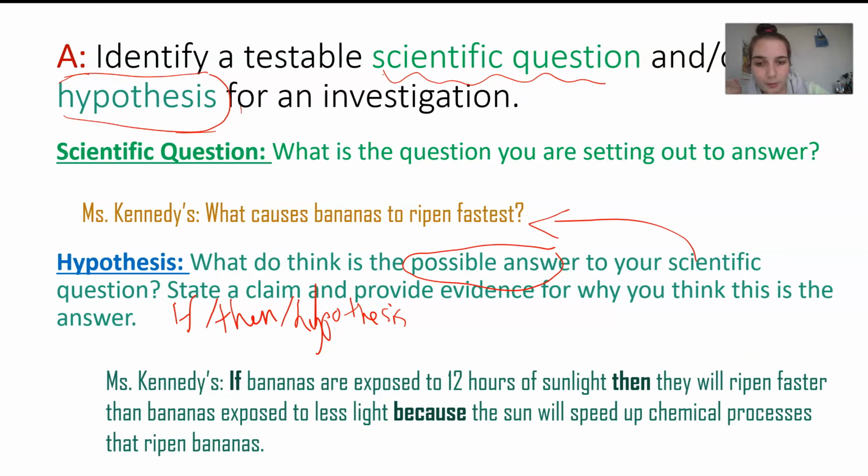If bananas are exposed to 12 hours of sunlight, then they will ripen faster, which is kind of answering my question. They will ripen faster than bananas exposed to less sunlight because the sun will speed up chemical processes that ripen the banana. So that's my hypothesis. I think that if a banana is exposed to 12 hours of sunlight, it's going to ripen faster than bananas exposed to less sunlight. That's what I'm out to test and I'm out to prove.